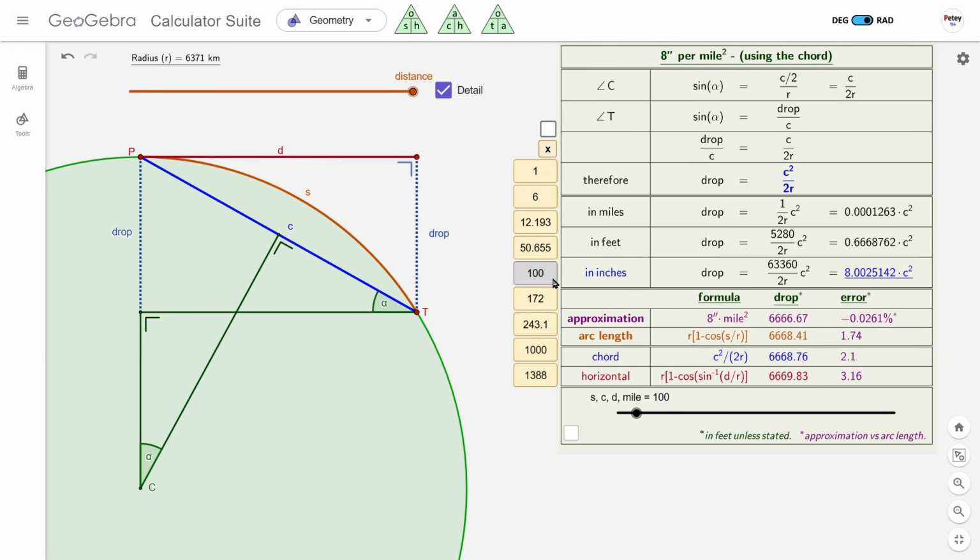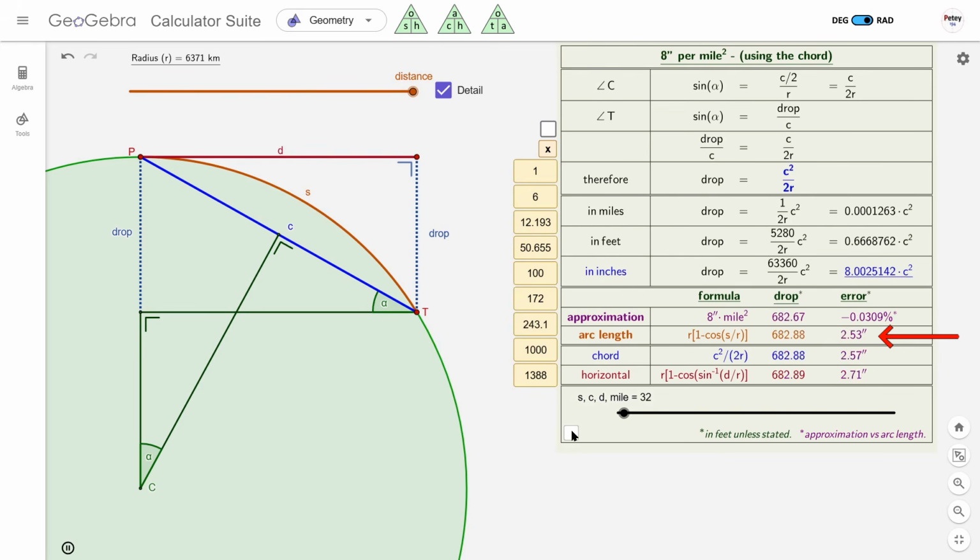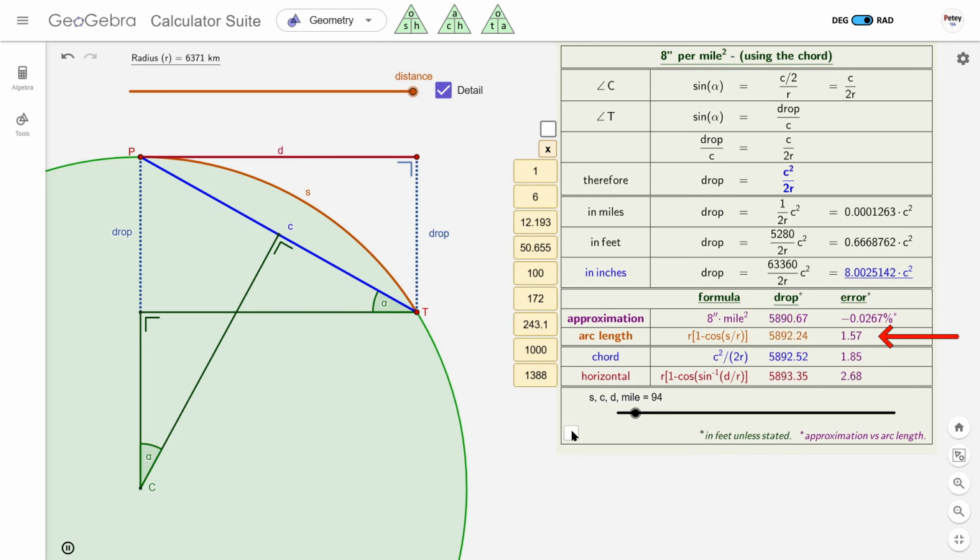There's not even 2 feet between them at 100 miles, but when we get to 172 miles, the approximation seems to hit a limit of just over 3 feet of drop under the true value. After that, the difference starts to shrink until the distance reaches 243.1 miles, when the drop from the approximation is near perfect. Keep an eye on this number. So the difference starts off small. It gradually gets bigger to about 3 feet, and then it starts shrinking again. Practically the same.